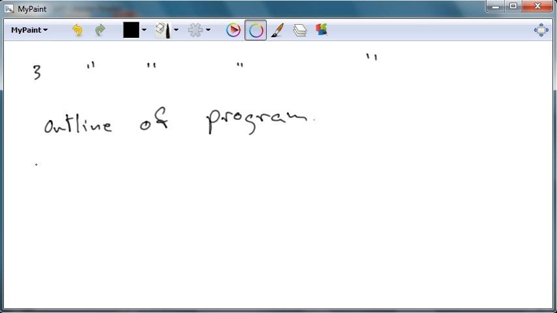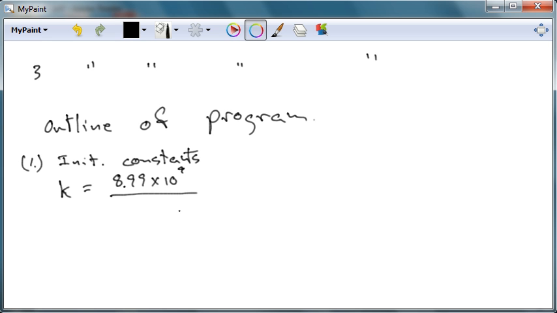So we have to initialize some variables, or initialize constants, I'll call it. For instance, we're using k, set that equal to 8.99 times 10 to the 9th newton meters squared per coulomb squared.